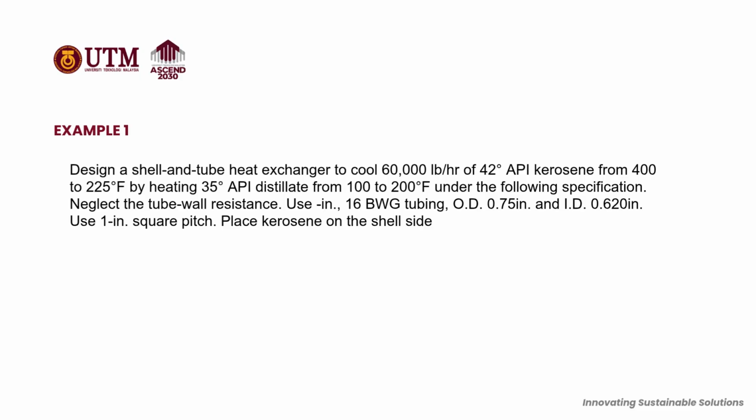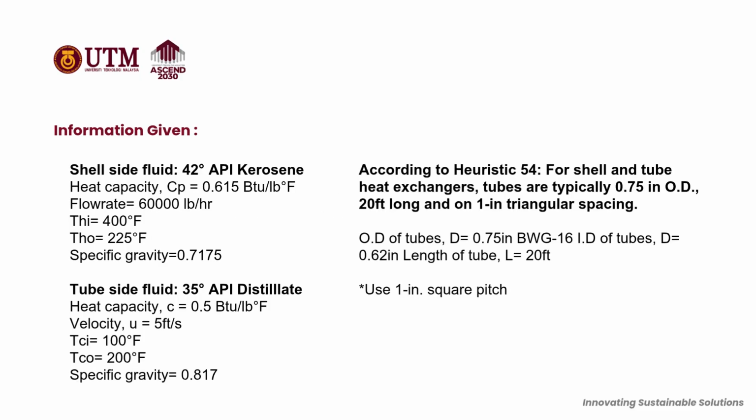Use 16 BWG tubing, OD 0.75 inch and ID 0.62 inch. Use 1 inch square pitch. Place kerosene on the shell side. These are the following information given for the shell side fluid, 42 degree API kerosene, and tube side fluid, 35 degree API distillate. According to heuristic 54, for shell and tube heat exchanger, tubes are typically 0.75 in OD, 20 feet long and on 1 in triangular spacing.